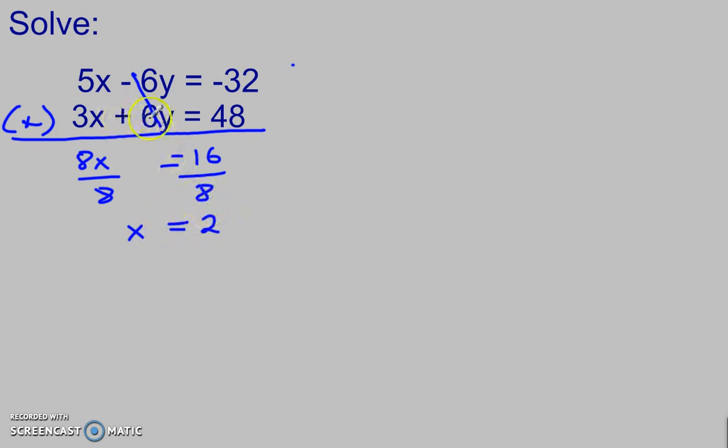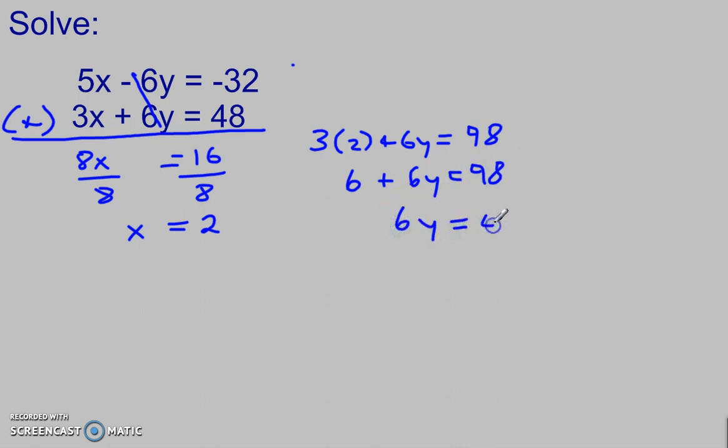Now I can take this value and plug it into one of the original equations. I can do 3 times 2 plus 6y is equal to 48. So I have 6 plus 6y is equal to 48. That gives me 6y is equal to 42. Divide by 6 on each side, and y is equal to 7. My ordered pair here is 2 and 7.